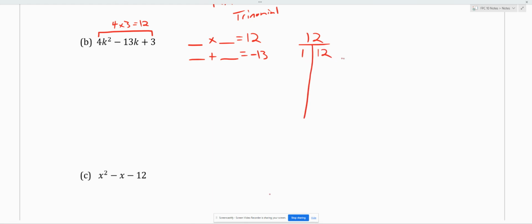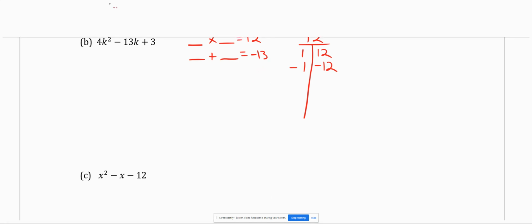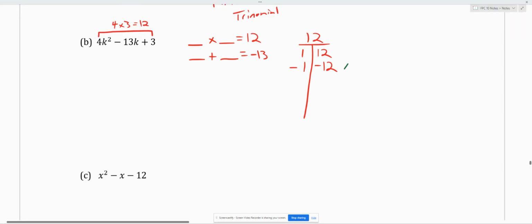1 times 12 is our first pair. Add those up, I get positive 13. I'm going to do the negative version, and we're done already. There's my magic numbers. There's many more factors, but don't keep going if you don't have to. So I'm going to use -1 and -12, and -1 and -12 are going to both work as my magic numbers. So let's move on to decomposition.